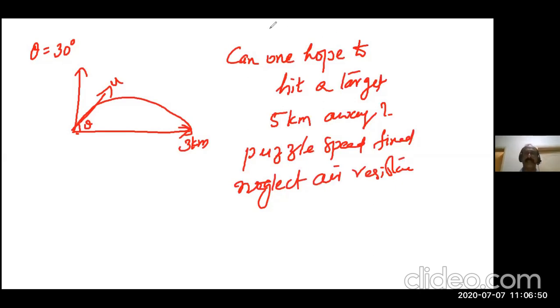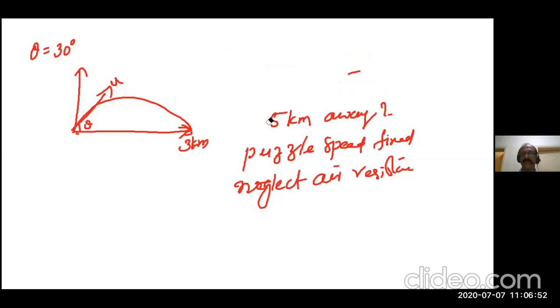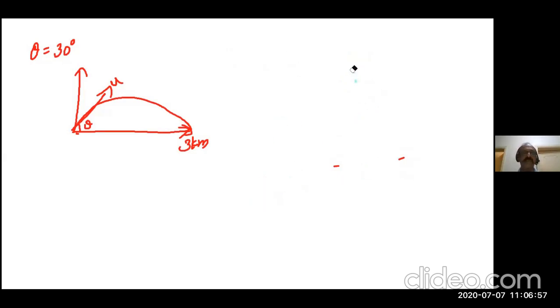Okay, this is a question. How will you calculate? That means you have to calculate the maximum range here. A bullet is fired with a velocity u at an angle theta. How much is theta? 30 degrees, sir. It is hitting at 3 kilometers. By adjusting the angle, you should not change the place; the target can change, where you want to hit. So is it possible to hit a 5 kilometer range using this cannon? That's the question.